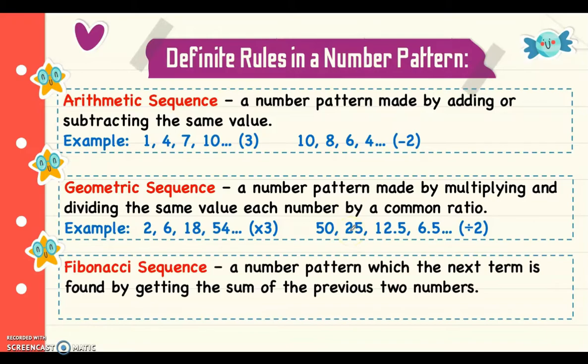Next, we also have the Fibonacci sequence, a number pattern in which the next term is found by getting the sum of the previous two terms or two numbers. We have 0 and 1, which add up to 1. Then 1 plus 1, we get 2 for the next term. 2 plus 1 is 3, 3 plus 2 is 5, and so on. So this is what we call the Fibonacci sequence.